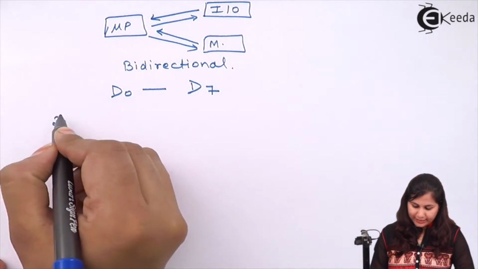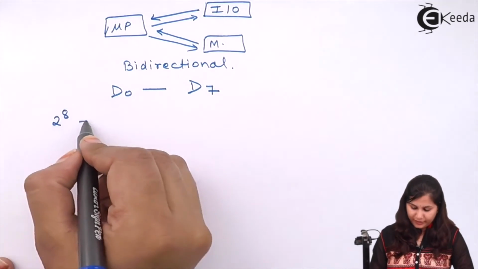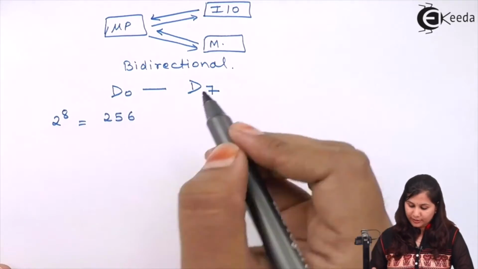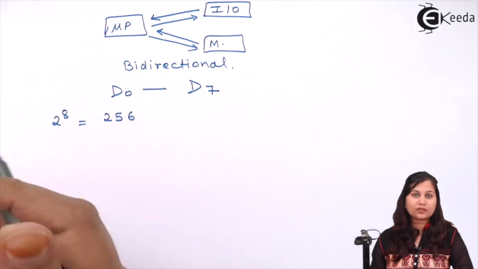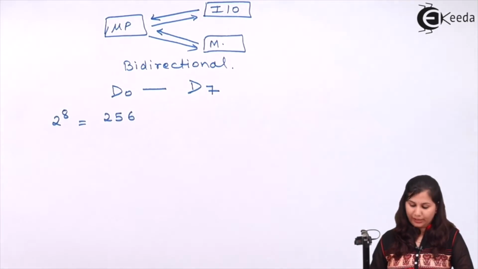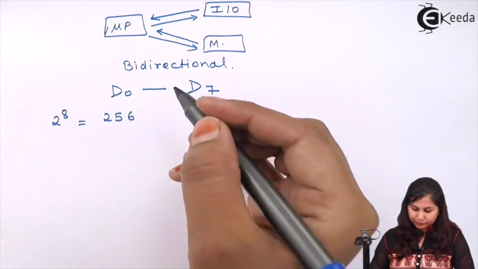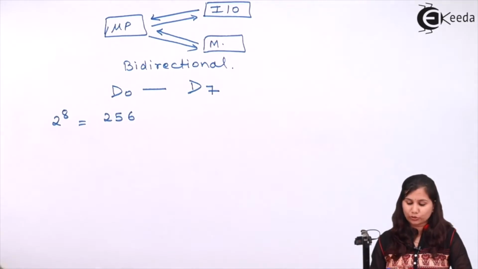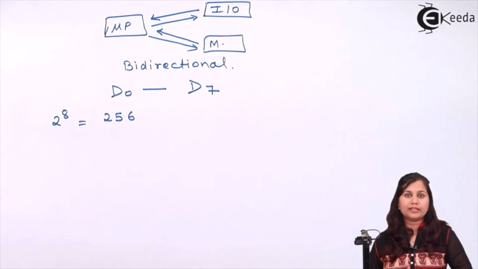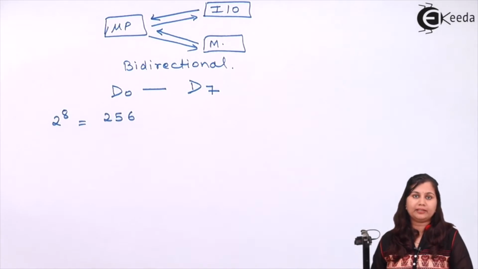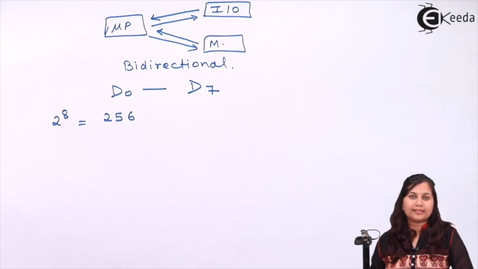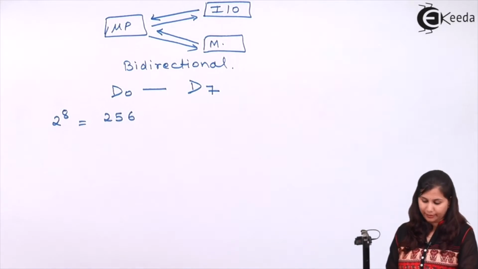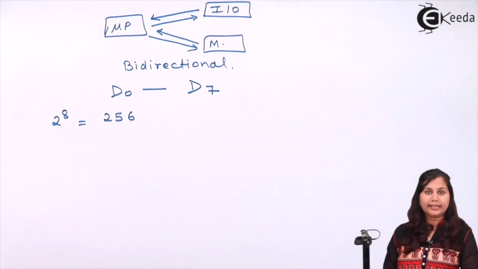So you can say that 2 raised to the power 8, we have 256 locations. So 256 combinations of the data can be transmitted, and if there are larger numbers, then they have to be broken into 8 bits so that they can be transferred. The first 8 bits of the data will be sent, and then the second 8 bits of the data will be sent if it is a 16-bit number. So this is about the data bus.